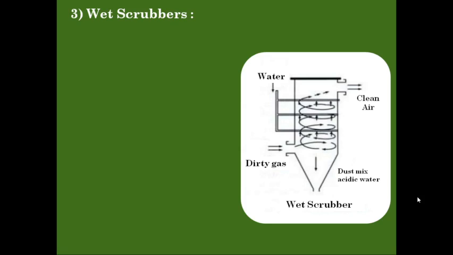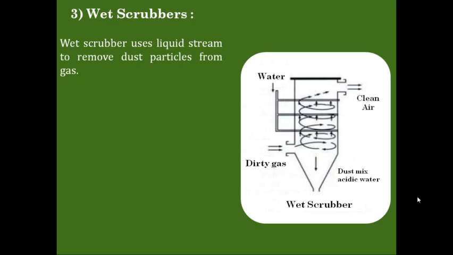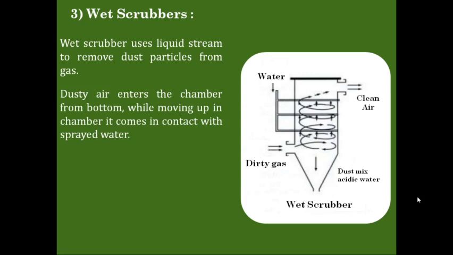These are fitted internally with pipes fitted with sprinklers or sprayers from where the water can be sprayed over the polluted gas. So when the dirty gas enters inside the chamber from the bottom point, it moves vertically upward. And when this air moves vertically upward, it comes in contact with the sprayed water. When it is moving from bottom to top, the water is sprayed over these gases.